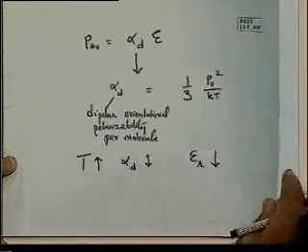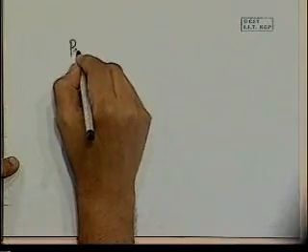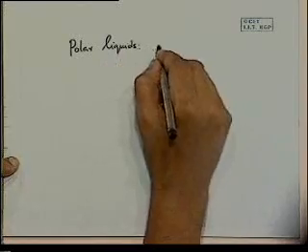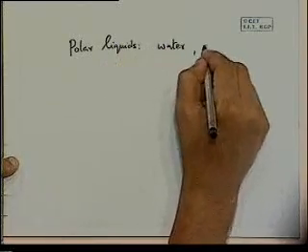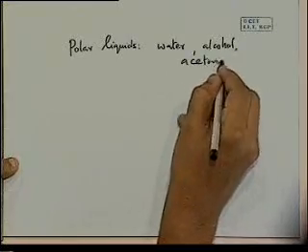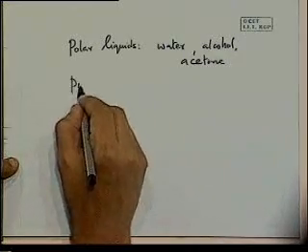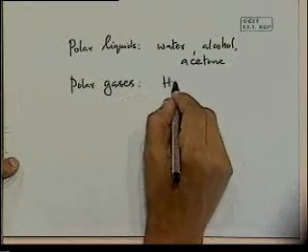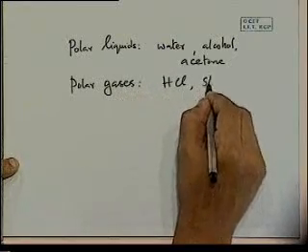Predominantly, this type of polarization can be seen, I said, in gases and liquids. Let me give a few examples. Polar liquids: water, alcohol, acetone, and so on. We'll also see it in polar gases. The example we just looked at was one, namely HCl. Another example would be steam.